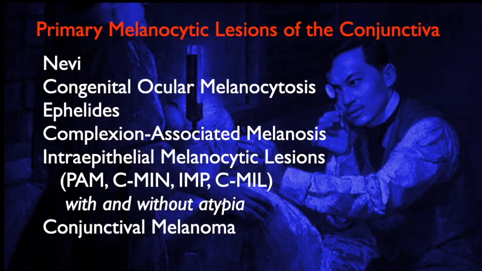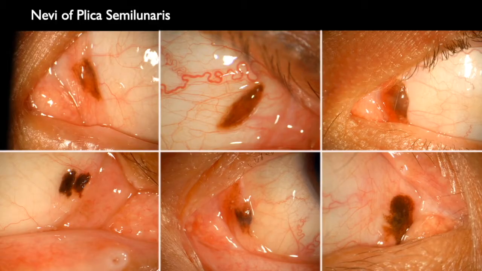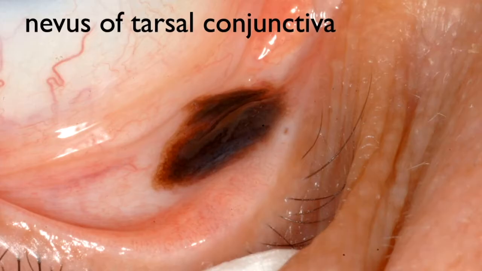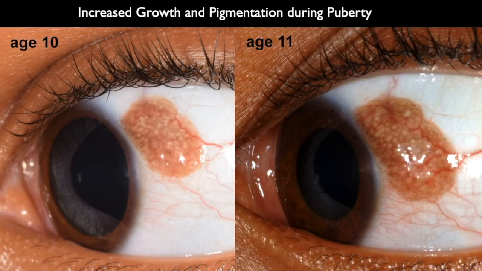Primary melanocytic lesions of the conjunctiva include nevi, congenital ocular melanocytosis, freckles or ephelides, complexion-associated melanosis, intraepithelial melanocytic lesions with or without atypia, and conjunctival melanoma. Most conjunctival nevi are located on the bulbar conjunctiva near the limbus, or in the plica semilunaris. Nevi of the tarsal conjunctiva are quite rare. Many conjunctival nevi are excised from teenagers because they often enlarge and become more pigmented during puberty, as seen in these photos.